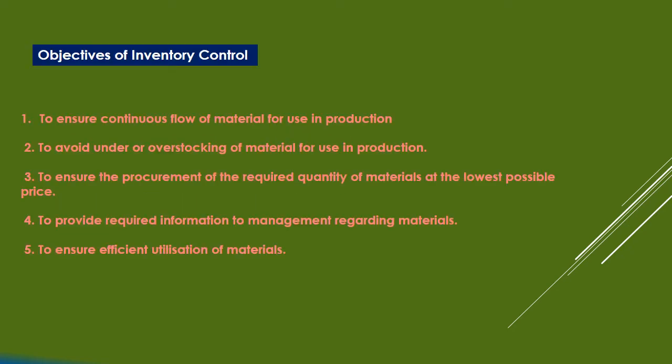Objectives of inventory control are like the importance of material control. It is to ensure continuous flow of material for use in production, to avoid under or overstocking of material for use in production. If it is understocking, then the production will be affected. If it is overstocking, then our capital will be locked in material. So we should stock in right quantity only.